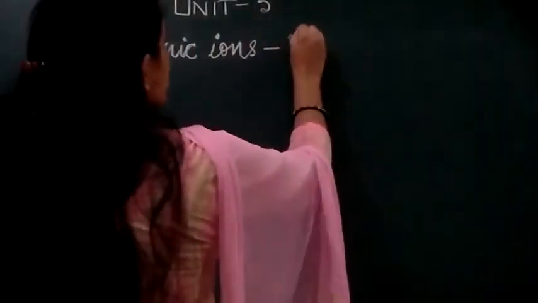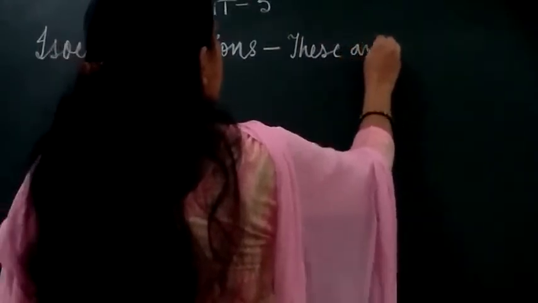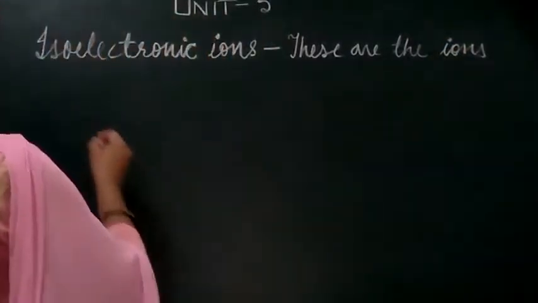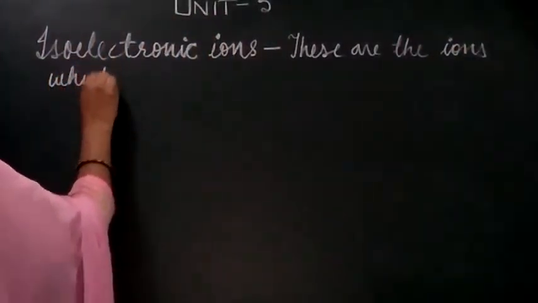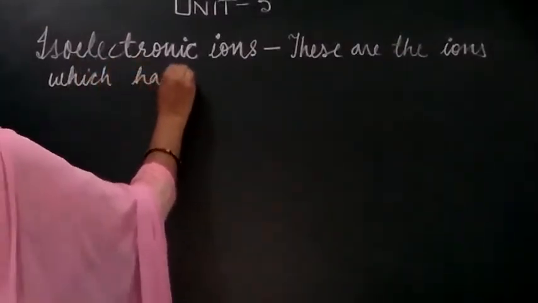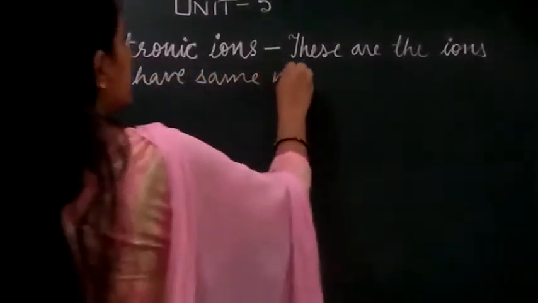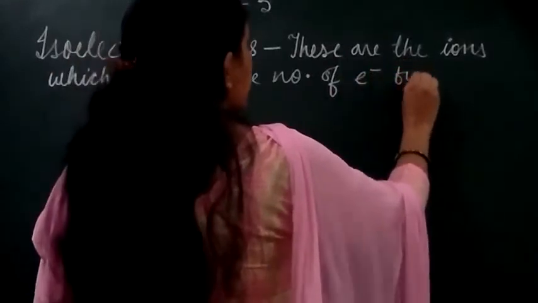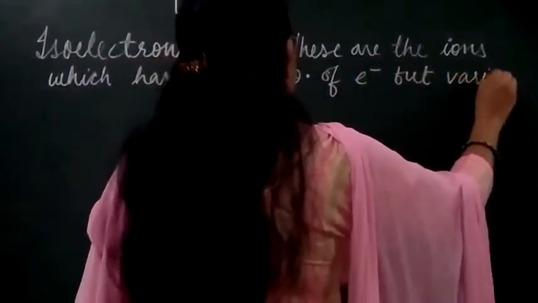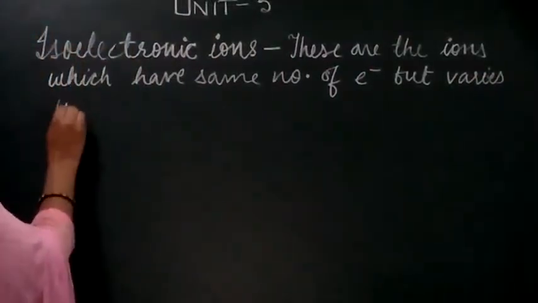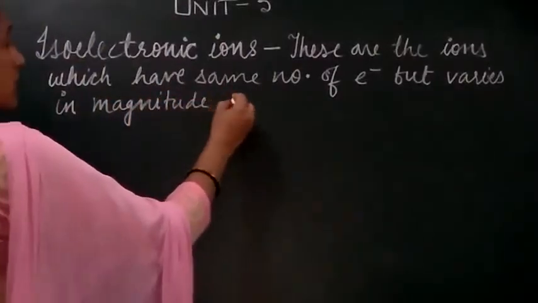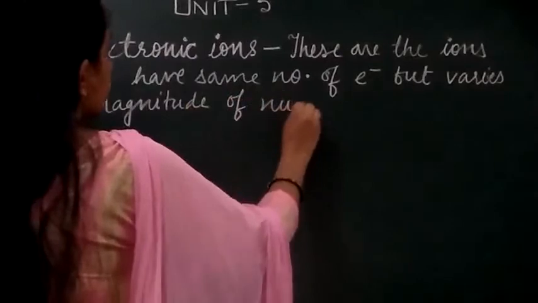Now we can define the isoelectronic ions. These are the ions which have the same number of electrons but vary in the magnitude of nuclear charge.